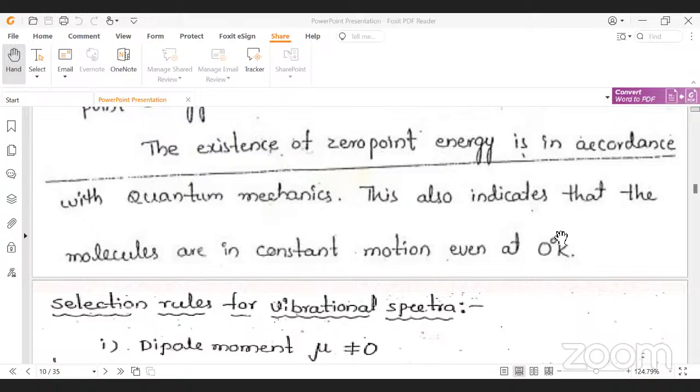Similarly, in rotational spectroscopy, if J is 0, the energy is also 0. But in FTIR spectroscopy, which is vibrational spectroscopy, if the vibration quantum number is 0, the energy should not be 0. The energy is equal to 1/2 ω̄ oscillation. That we call the zero point energy.